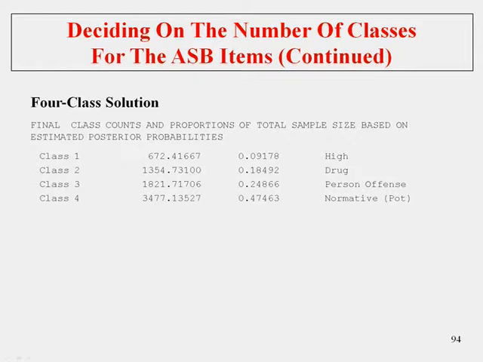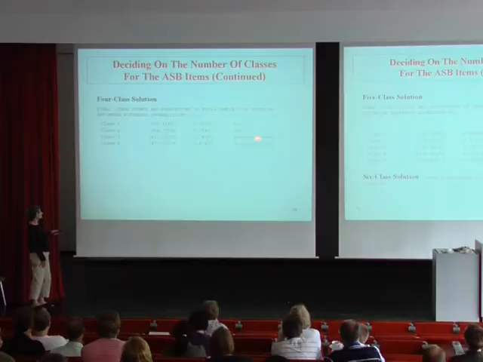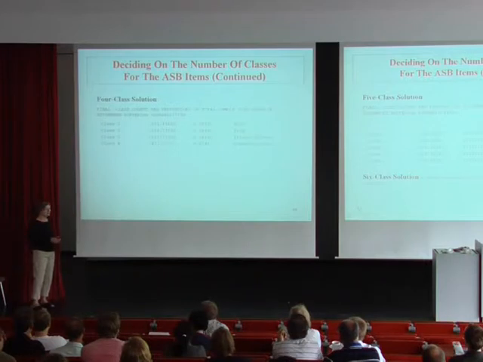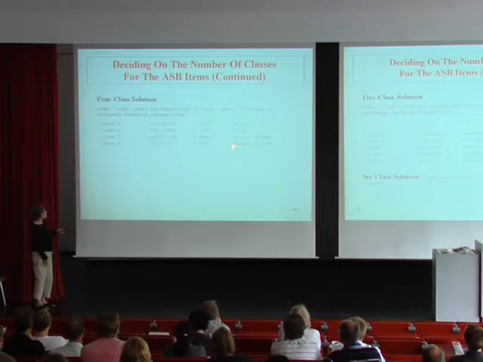Whereas class 2 has conditional item probabilities that are highest for the drug items. Class 3 for the person offense items, and class 4 seems to be a more normative class where the only item that has a relatively high conditional item probability is smoking marijuana. So these are our 4 classes.